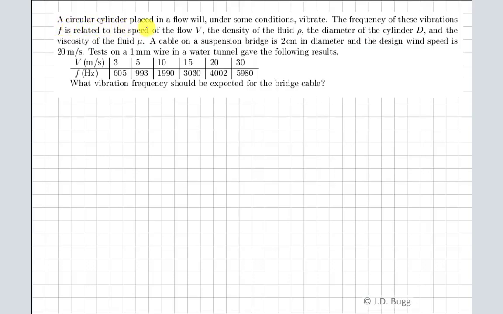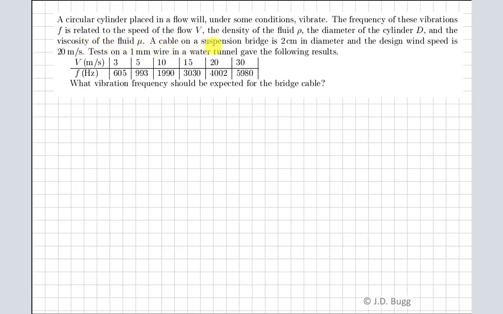A circular cylinder placed in a flow will, under some conditions, vibrate. The frequency of these vibrations, F, is related to the speed of the flow, V, the density of the fluid, ρ, the diameter of the cylinder, d, and the viscosity of the fluid, mu.